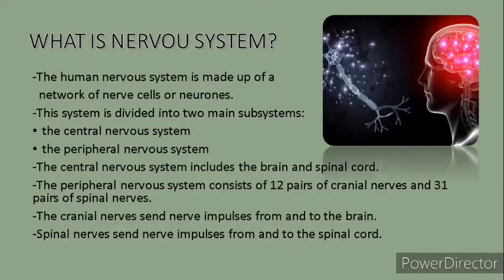What is the nervous system? The human nervous system is made up of a network of nerve cells or neurons. This system is divided into two main subsystems, which are the central nervous system and the peripheral nervous system. The central nervous system includes the brain and spinal cord. The peripheral nervous system consists of 12 pairs of cranial nerves and 31 pairs of spinal nerves. The cranial nerves send nerve impulses from and to the brain, while the spinal nerves send nerve impulses from and to the spinal cord.